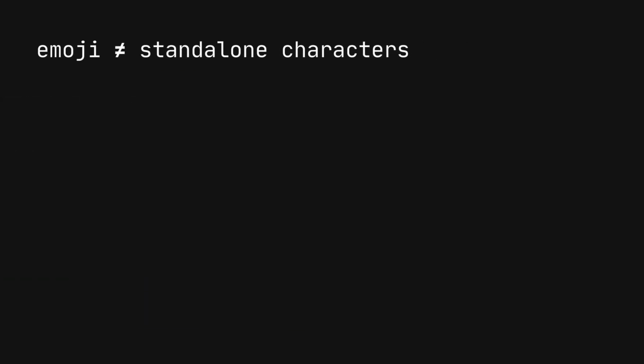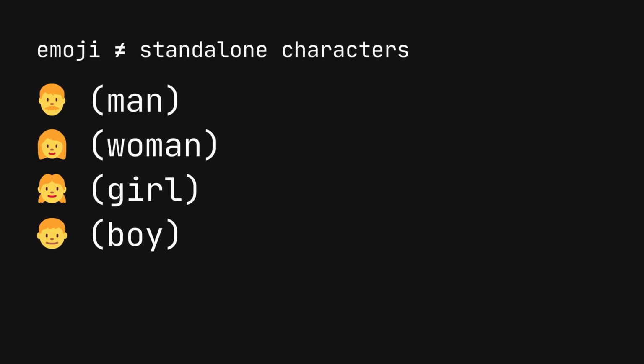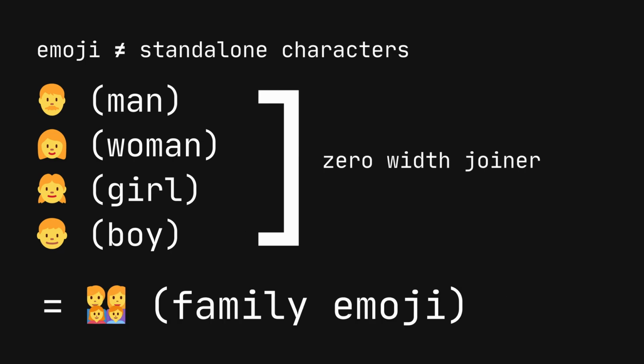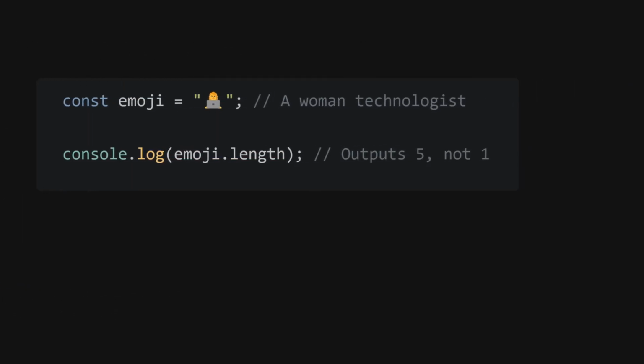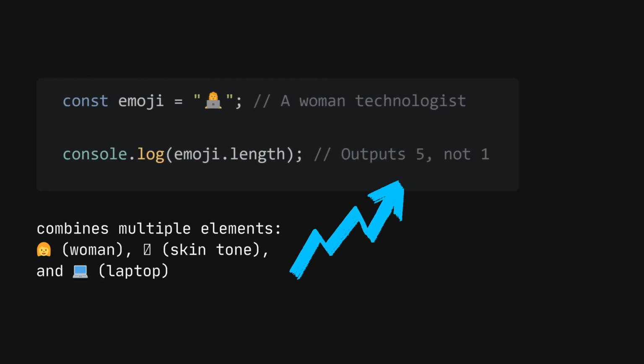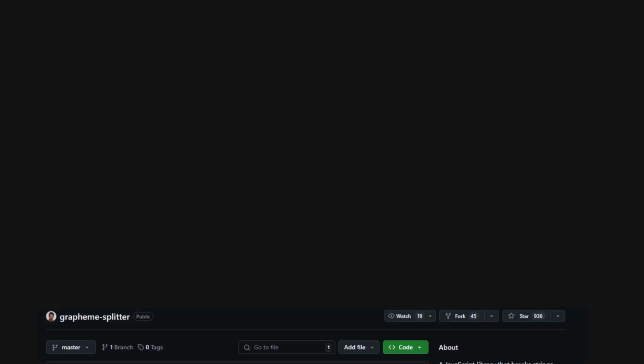Emojis are not standalone characters. Many are built by combining multiple Unicode characters, often joined by a zero width joiner. This allows for flexibility, but also complicates string handling. Developers can't rely on traditional string length calculations. Each emoji may consist of multiple Unicode code points, so functions like .length might give misleading results.